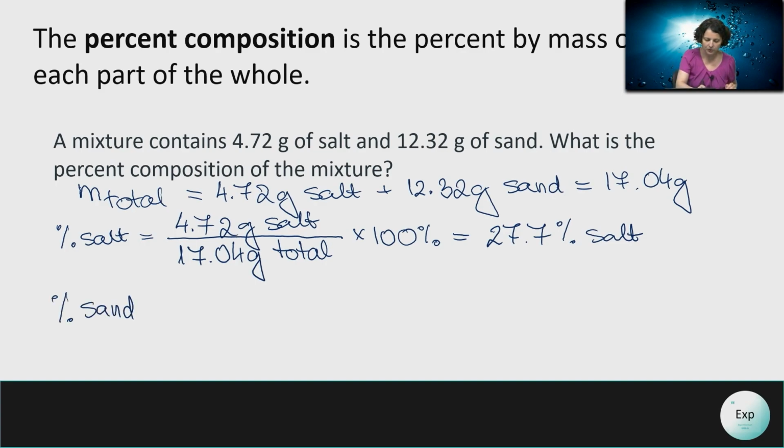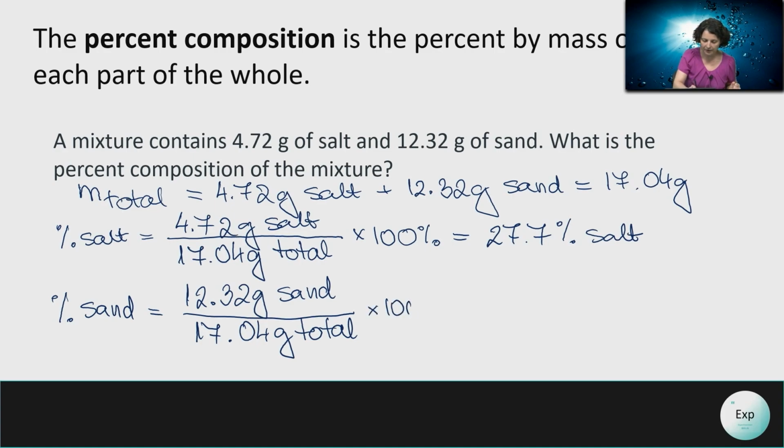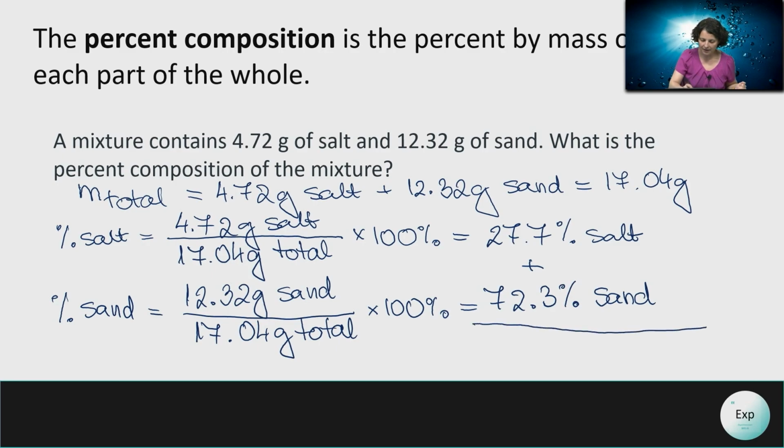To calculate the percent sand, we're going to apply the same approach. The only thing that we will do differently is, instead of the mass of the salt, we will be using the mass of the sand. We have 12.32 grams of sand. We divide this by the 17.04 grams total. Then we multiply by the 100% to get the percentage. And this is how we get 72.3% sand. In this mixture, if we add up the percentage of salt and sand, we will have 100%. Which means that we accounted for all the components in our mixture and there is nothing missing.